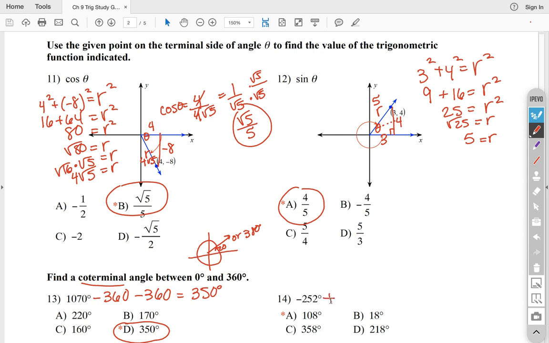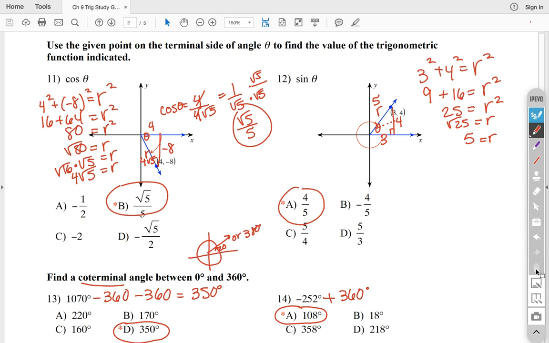In number 14, you're going to add 360. All right, so you're going to add 360 on negative 252. And when you add 360, you will get 108. All right, so 13 is D and 14 is A. Go ahead and make sure you get that before I erase it.